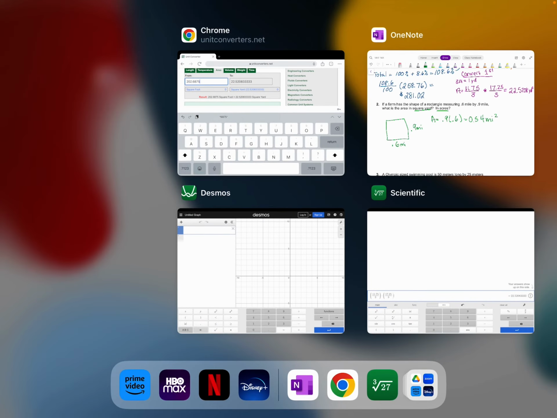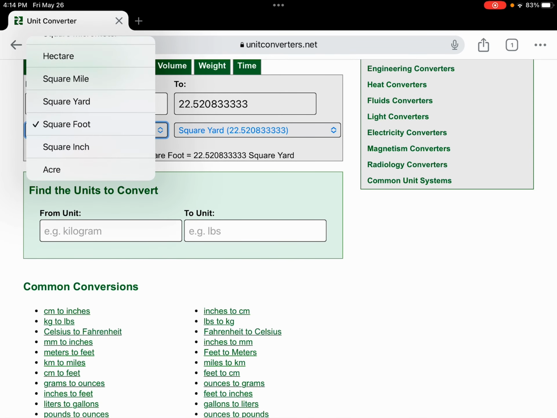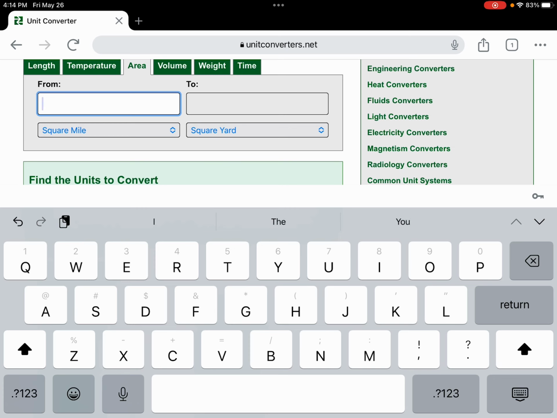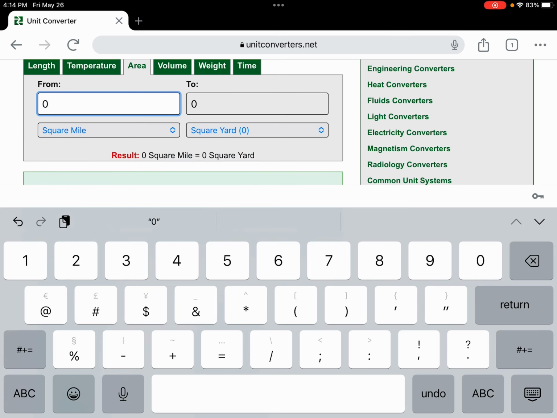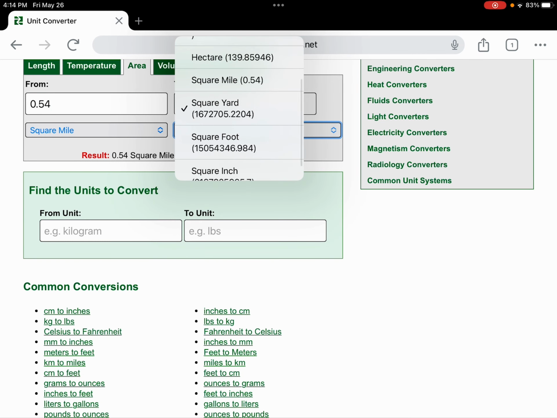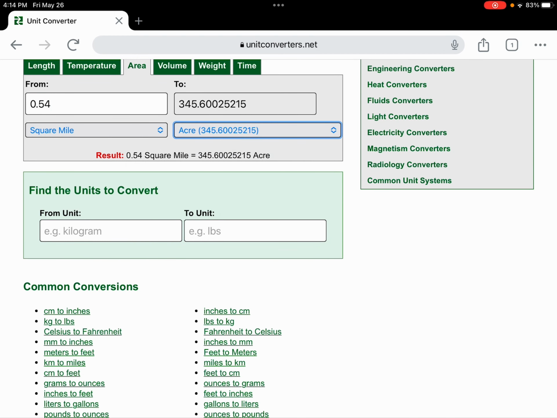And so now I'm just going to go over to my unit converter calculators for the next two. So go over here, we're dealing with area. We're starting with square miles. So we had 0.54, and that would be 1,672,705.22 square yards. And then if I wanted to convert that into acres, that's about 345.6 acres. So a little bit of, I'm using some of the area from lesson 1 and then doing a little bit of unit conversions.